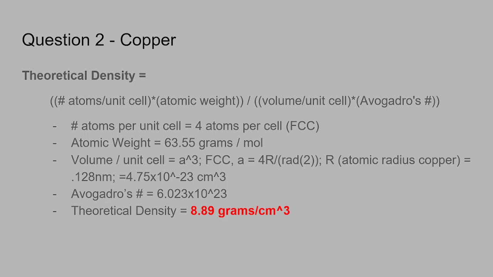Looking at this for copper, again, the number of atoms per unit cell is 4. The atomic weight for copper is 63.55 grams per mole. The volume per unit cell is 4.75 times 10 to the -23 centimeters cubed. Avogadro's number is again 6.023 times 10 to the 23rd, and the theoretical density, after putting all those into the formula for copper, is 8.89 grams per centimeter cubed.